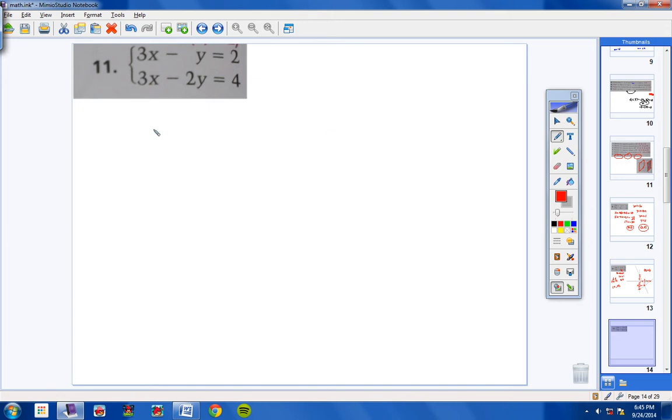Well, students, here's what I see. I see 3x minus y equals 2, and I also see 3x minus 2y equals 4. Now, wouldn't it be nice if one of these threes was a negative? If one of these threes was a negative, then I could add these two equations together and your x's would cancel out. Well, I can really make one of those x's negative pretty easy by just taking this top equation or the bottom equation, whichever one you want to use, and multiplying it by a -1.